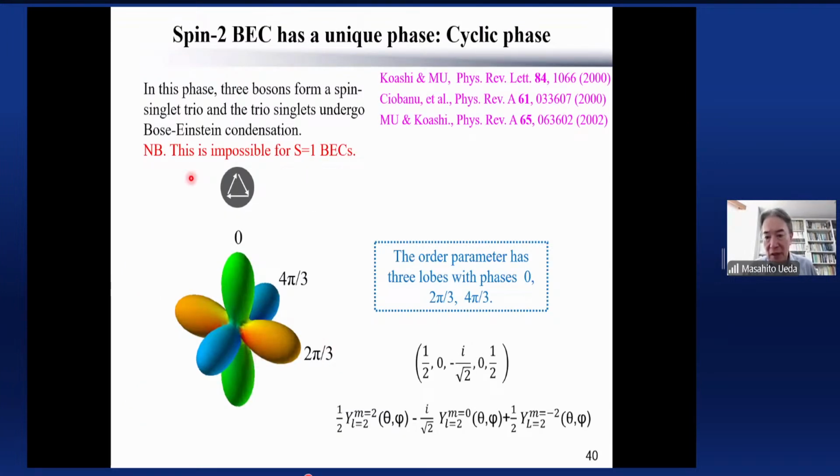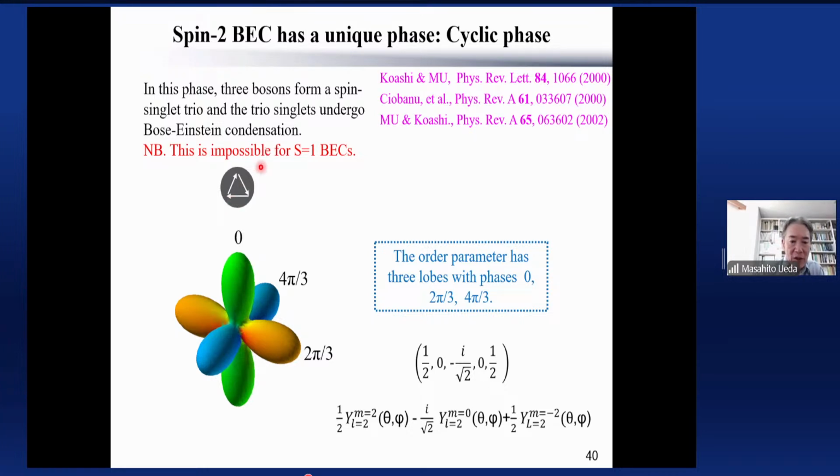So spin-2 BEC has a unique feature called the cyclic phase. In this phase, three bosons form a spin singlet trio, and this spin trio undergoes Bose-Einstein condensation. So this is very unique. Usually in superconductors, two electrons form a pair. And in the spin-1 case, two spins can also form a pair. But in spin-2 cases, three bosons can form a spin singlet trio.